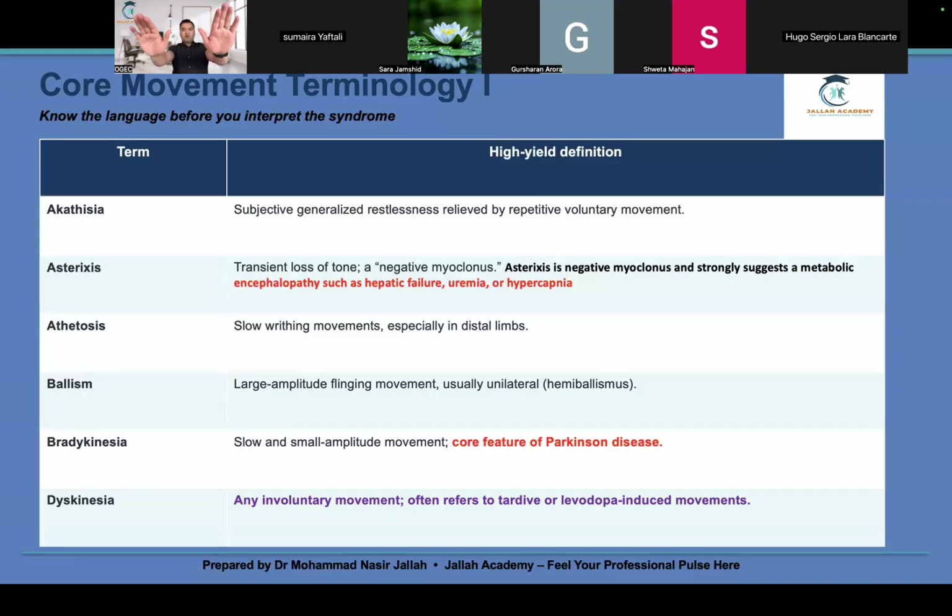So myoclonus movement, which looks like a tremor. That's why they call it flapping tremor, because it is flapping. And it is actually also called asterixis.